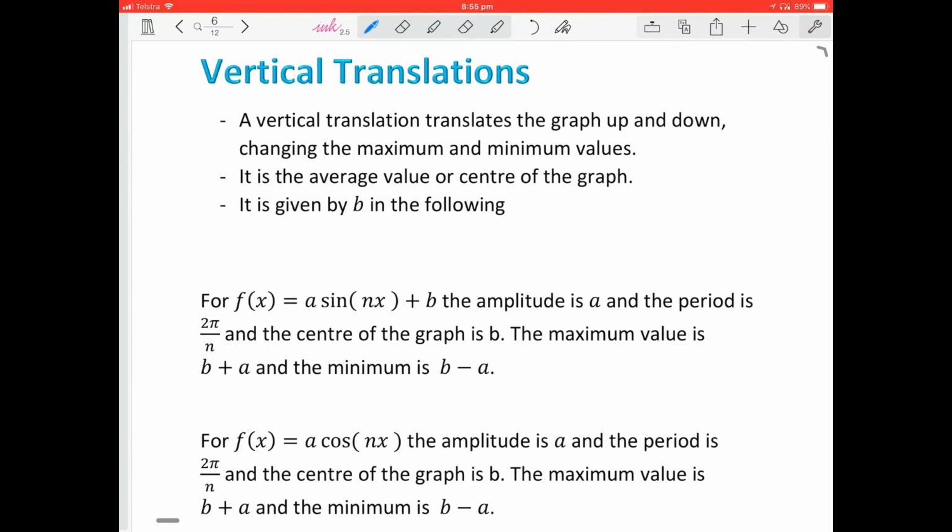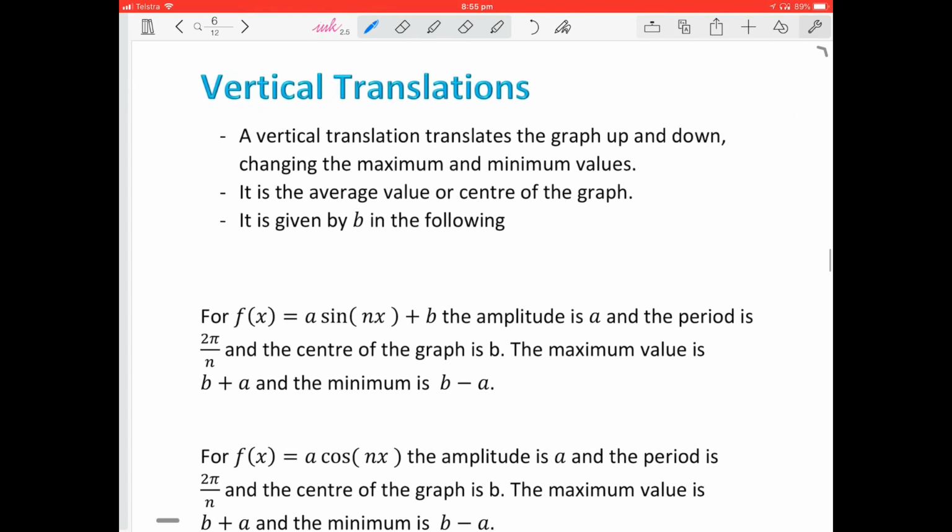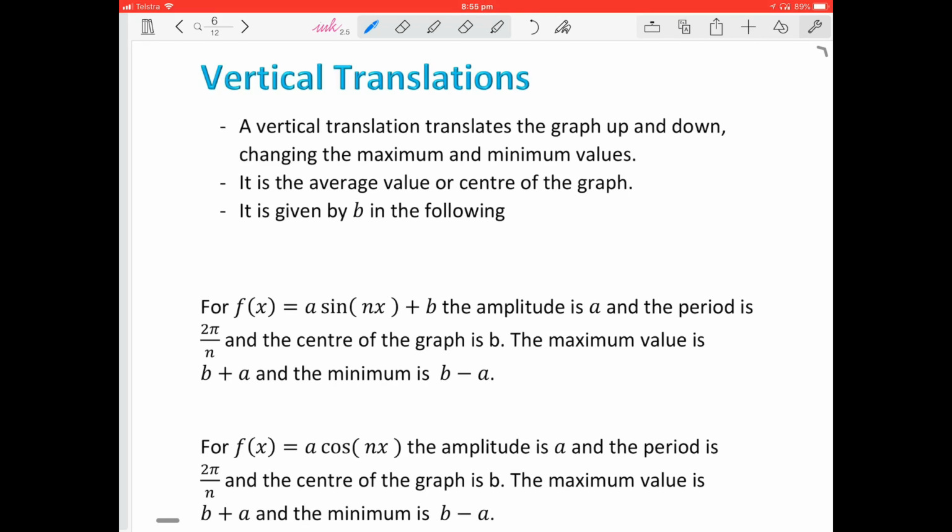Okay, so that's just their basic graphs. We then have vertical translations, which move the graph up and down. You can either move it up by putting a plus on the end or down with a minus. It changes the maximum and minimum values. It's the average value or center of the graph. So when we graph a basic sine graph, our center is at 0, or if we graph cos, our center is at 0. When we add something to the end, it moves the graph up or down. That becomes our new center.